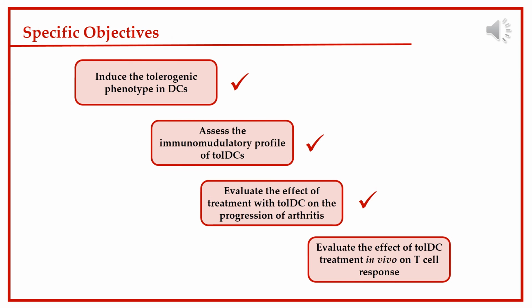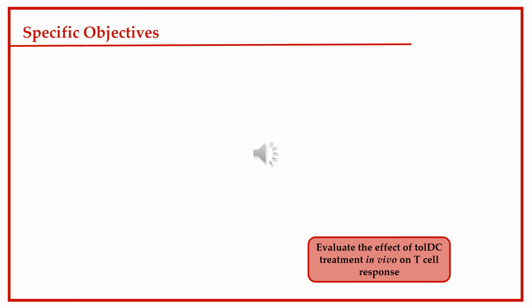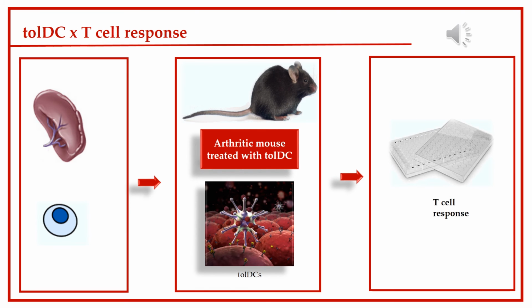In order to investigate how this improvement in disease progression occurs, the response profile of arthritis animals treated with DC cells was evaluated. The next specific objective was to evaluate the effect of tolerogenic DC treatment in vivo on T cell response. To evaluate the effect of treatment with tolerogenic DCs in vivo, T cells were collected from the spleen of arthritis mice and different markers were used in order to elucidate the cell profile after treatment.